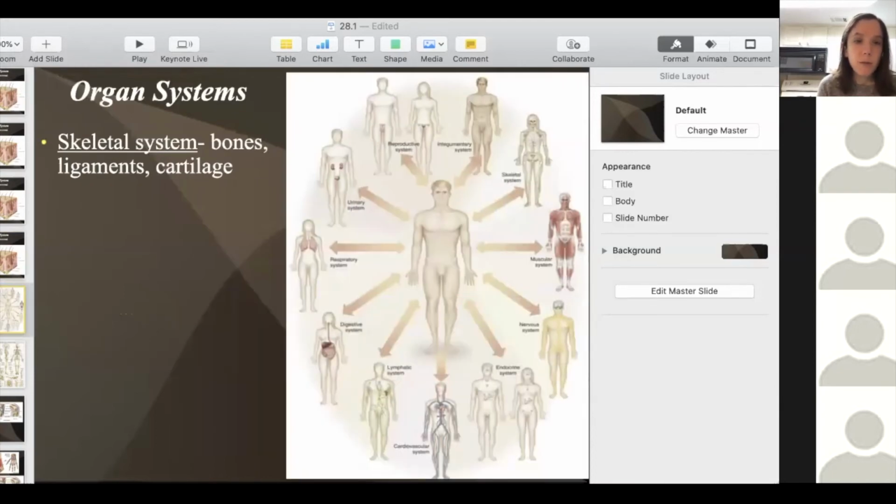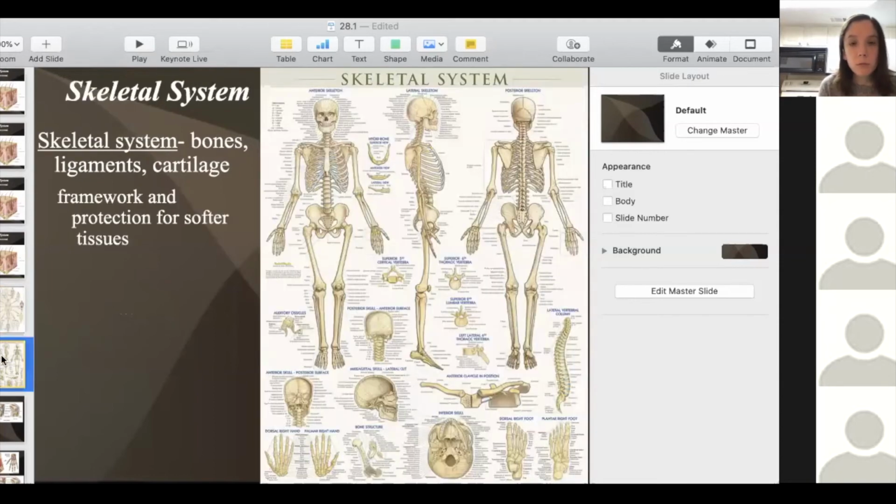Okay, so that was the first organ system. The next one we're looking at is the skeletal system, and that includes bones, ligaments, and cartilage. So the skeleton provides a framework for the body. It also provides protection for softer tissues.